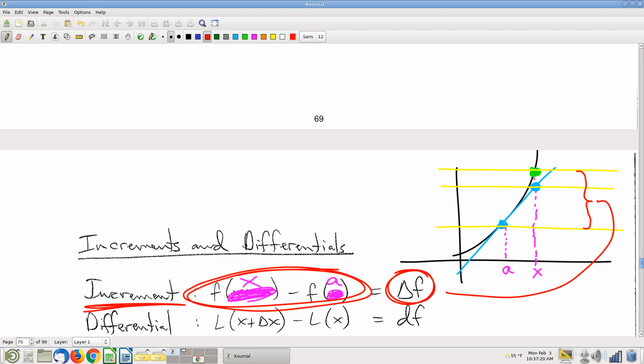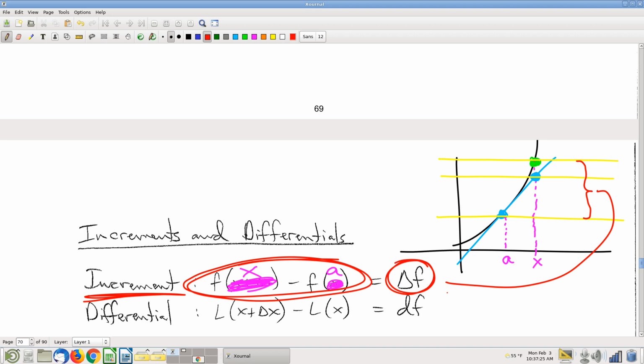Delta f. Okay, don't make the mistake of confusing that with what we call the differential. The differential is not the change in the value of the function. Here we're going to be looking at the difference in the value of the linear approximation. So this thing, L of x minus L of a, this is what we call the differential.